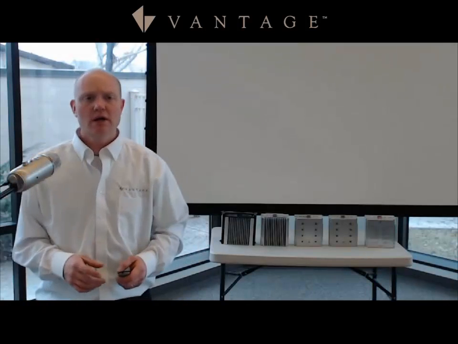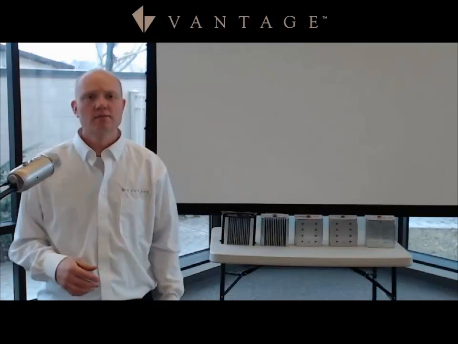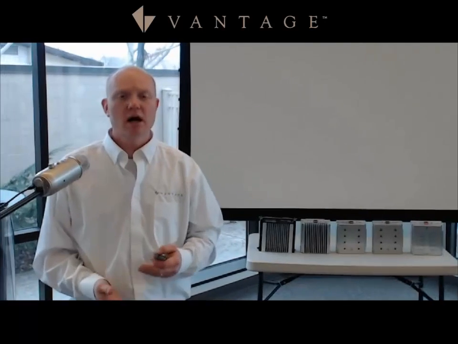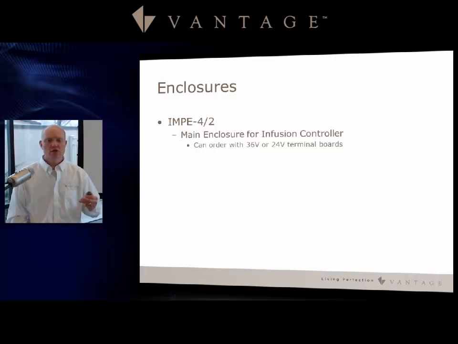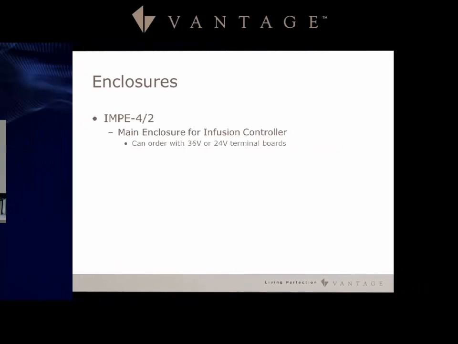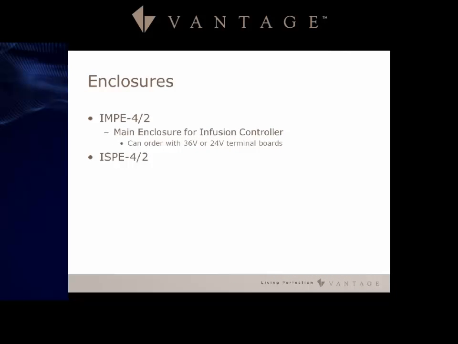So let's talk about the centralized load enclosures. The enclosures come with the IMPE 4 or 2, which is your main enclosure, either a 4 module or a 2 module, and you can order these with 36 volt or 24 volt terminal boards for the controller. We also have the secondary enclosure, which is the ISPE-4 or 2, depending on if it's a 4 module or a 2 module.